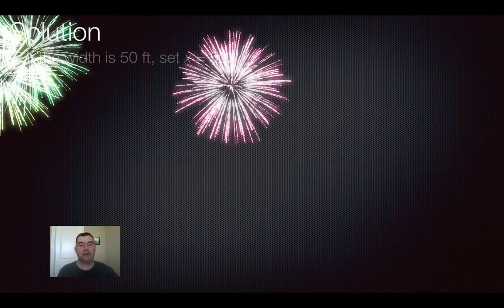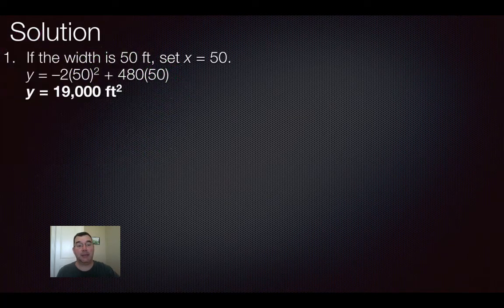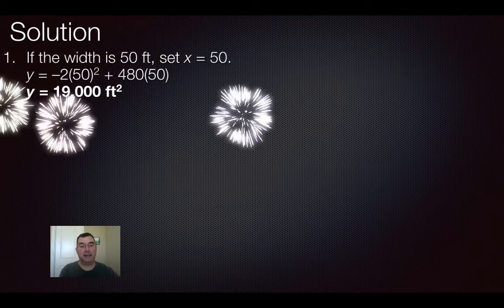Okay, so let's answer that first question first. If the width is supposed to be 50 feet, then I'm going to set x equal to 50 in that quadratic function. I'll replace every x with 50 and I will get y equals negative 2 times 50 squared plus 480 times 50. That gets me an area of 19,000 square feet.